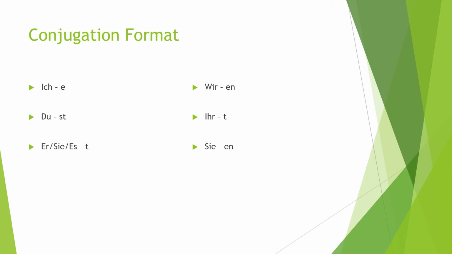This is the conjugation format that we're taught, and it seems to be the easiest way to do this. We have ich, which gets an e at the end. So it would be ich spiele, but we'll see that in the next slide. So ich gets an e, du gets an st, sie and es get a t, wir gets an en, ihr gets a t, and sie gets an en.